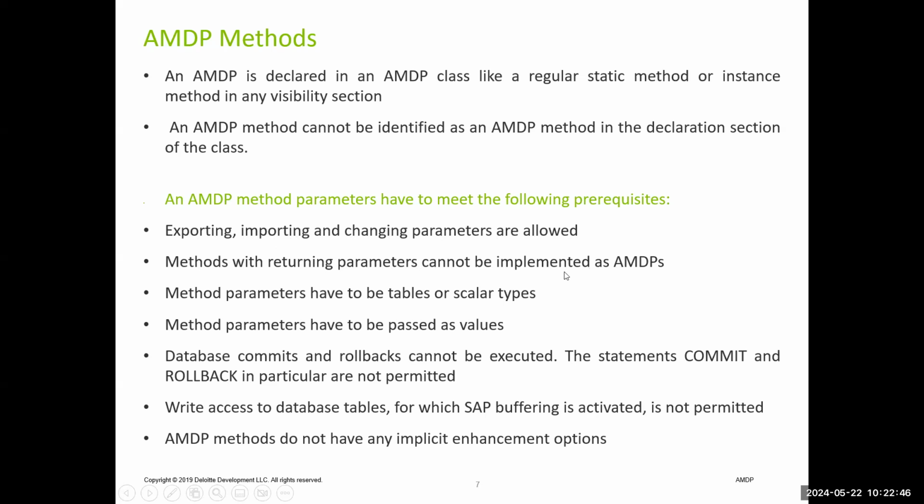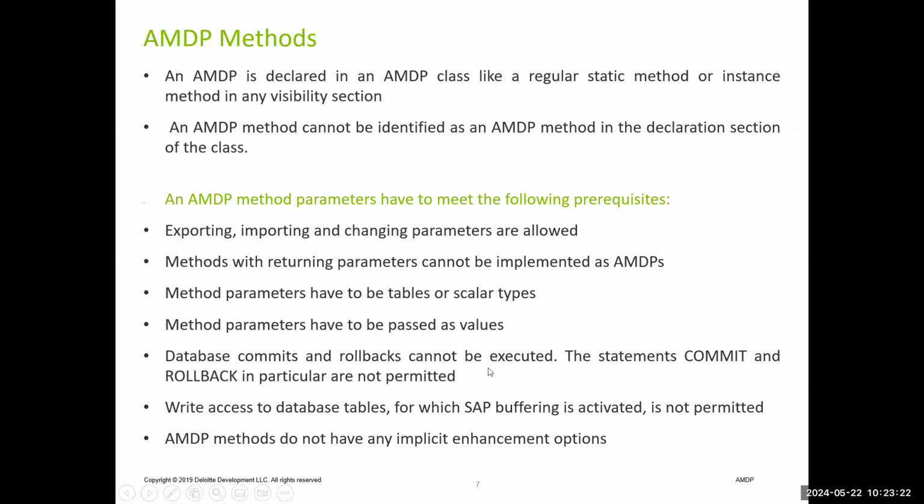For returning, there is something called AMDP functions, known as table functions, which we will discuss in the second half of the session. So methods with returning parameters cannot be implemented as AMDP. And for method parameters, in a class we pass parameters by value or by reference, but in AMDP we always have to pass them as values. They cannot be passed as a reference.